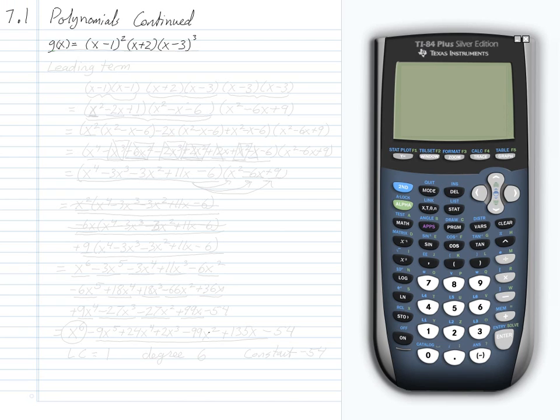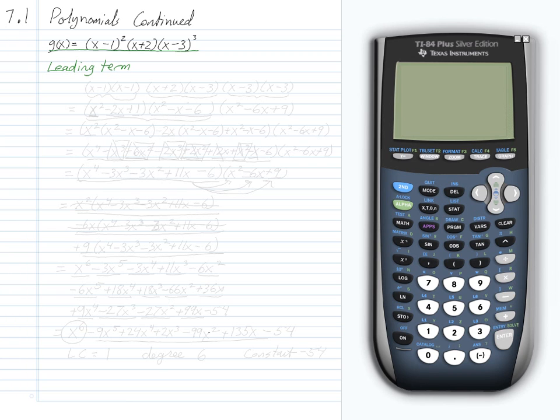So as promised, we were looking at a function last time, g of x equals (x minus 1) squared times (x plus 2) times (x minus 3). Now, we are often interested in both a polynomial's zeros, in other words, its x-intercepts, but we're also interested in the degree of the polynomial and the leading coefficient, as well as the constant. So to find those in this case, we would want to know what is the leading term. In other words, if I were to multiply all of this out, what would the leading term be? What would the leading coefficient be? And what would that power of x be?